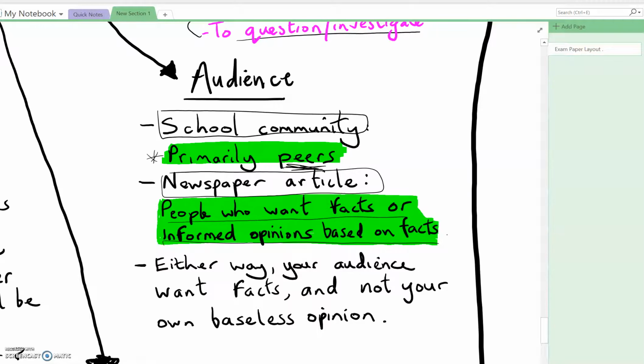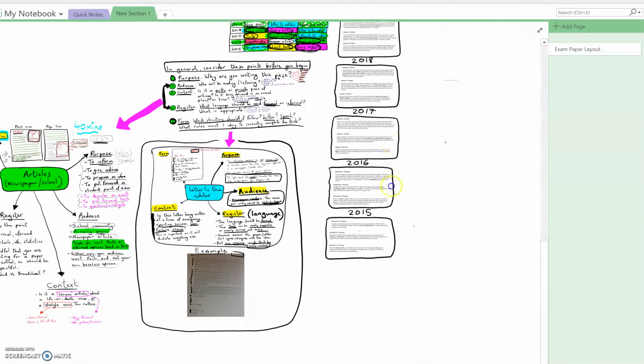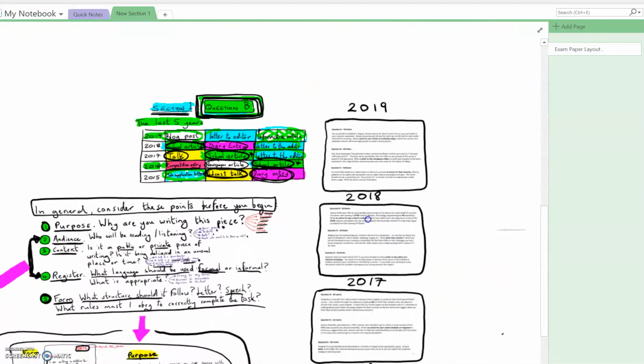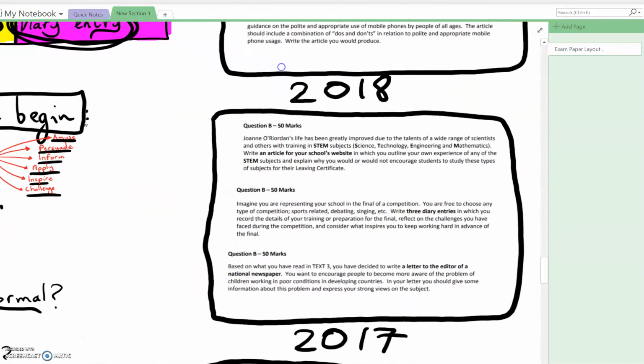primarily adults. And they're not interested in kind of gossip or silly things. They want information. Either way, whether it be a school community or a newspaper based article, your audience want facts and not your own baseless opinions. Now, at that point, I just want to show you some of the previous questions that have come up in newspaper articles, just to demonstrate what I mean. There was one in 2018 we could take a look at.